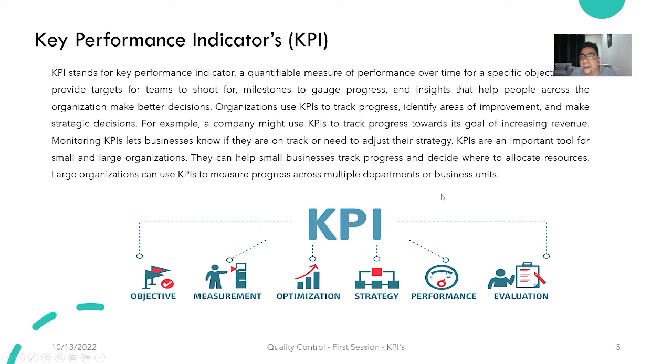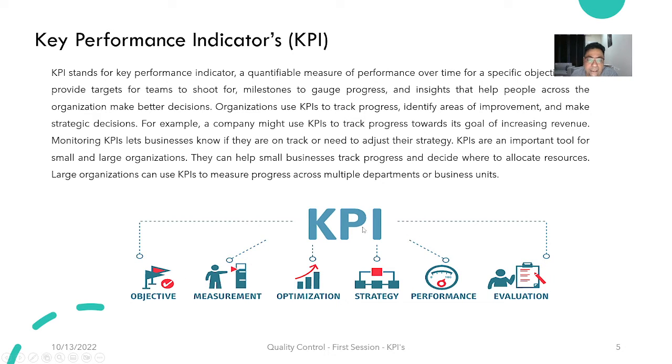The KPIs are an important tool for small and large organizations. They can help small businesses to track progress and decide where to allocate resources. Large organizations can use KPIs to measure progress across multiple departments or business units. So the KPI is an important tool that we need to check the overall performance of our organization, whether it is a small organization or a big organization.